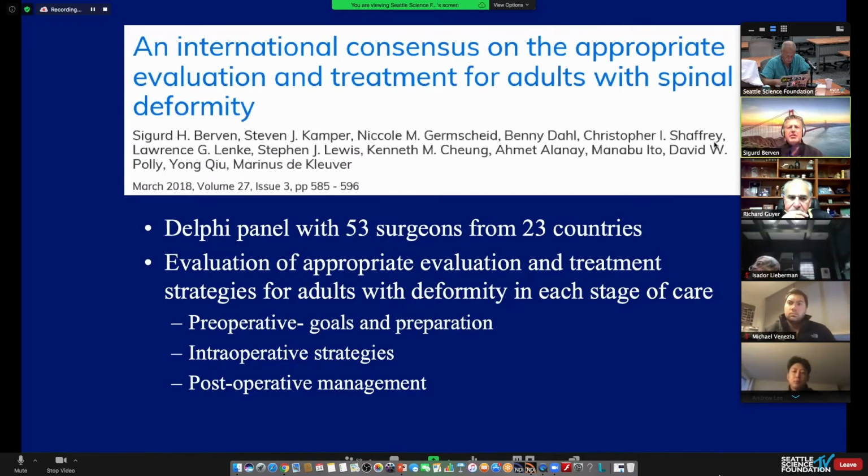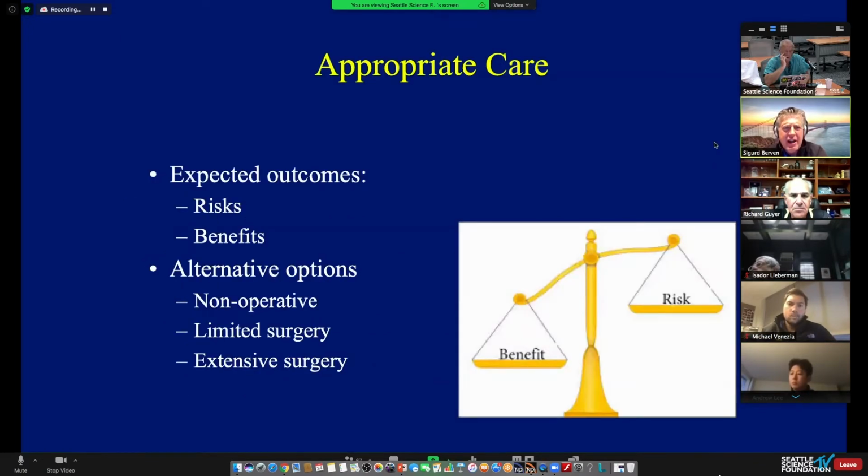We also did another multi-center study where we looked at appropriate evaluation of patients with deformity. And we looked at what's appropriate for preoperative goals and preparation of patients, what are some intraoperative strategies that are appropriate, and what about postoperative management. And it's interesting to see some of the diversity here with regard to what's expected in terms of preoperative preparation and intraoperative strategies. Ultimately, appropriate care is a balance of the risks and benefits and an understanding of what the alternatives are.